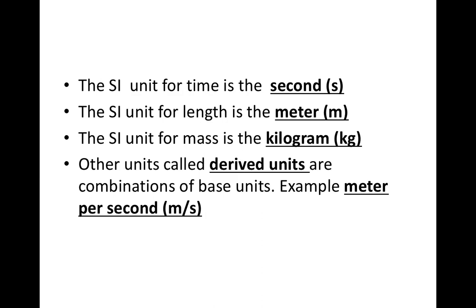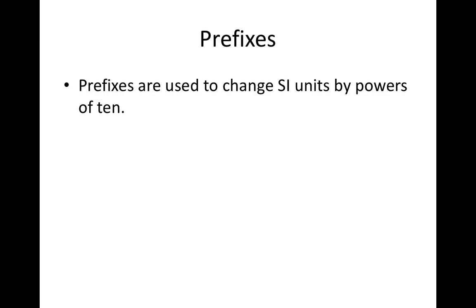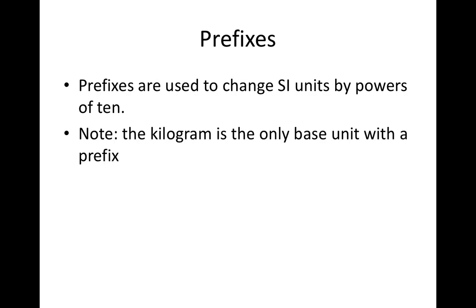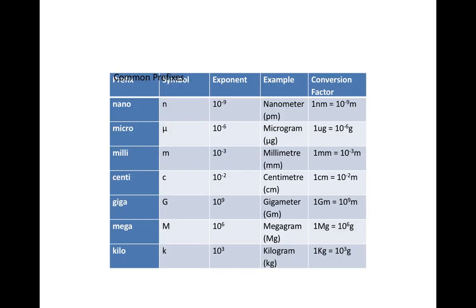Examples: meter per second is a combination of meters, distance, and seconds, time. Prefixes are used to change SI units by powers of 10. Note, the kilogram is the only base unit with a prefix. So here is a list of SI units and some of their prefixes.